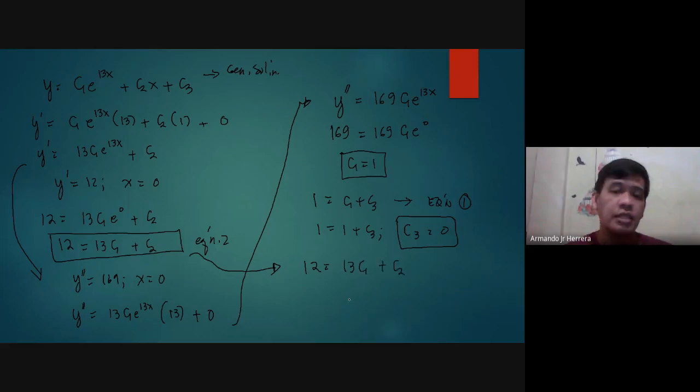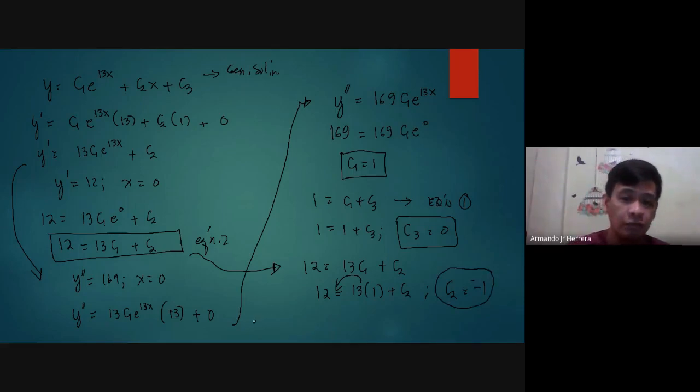So since c3 is 0, and c1 is 1, from equation 2, 12 is equal to 13c1 plus c2. Since c1 is 1, substituting 13 times 1 plus c2. Then c2 is 12, transpose that 13, is negative 1. So c2 is negative 1.